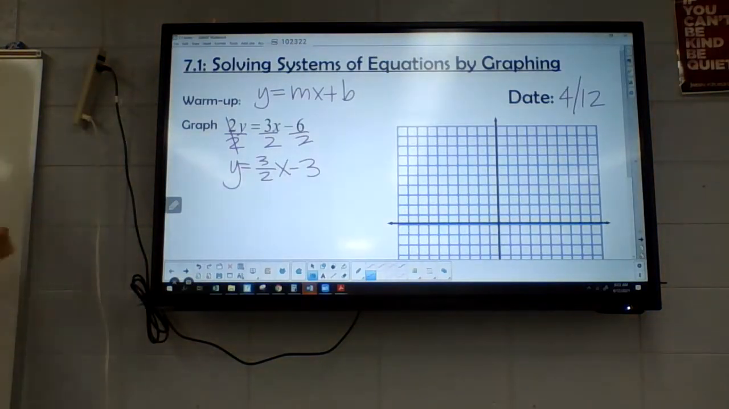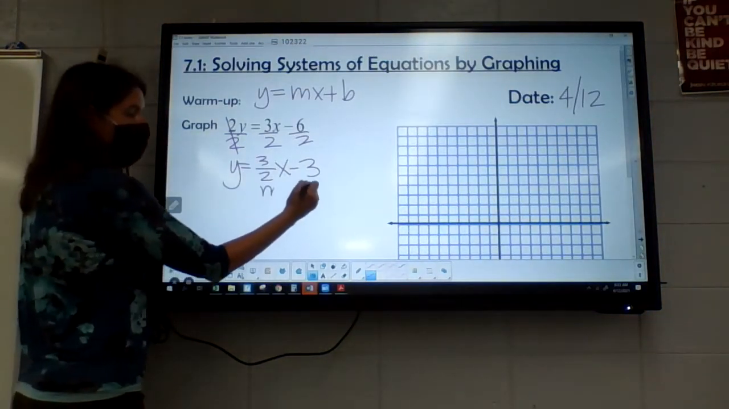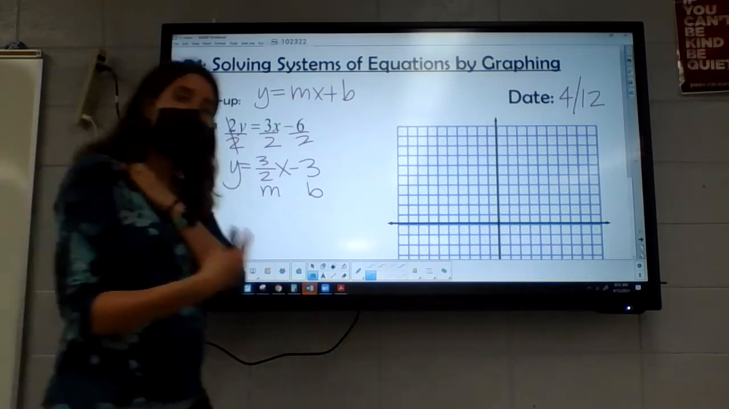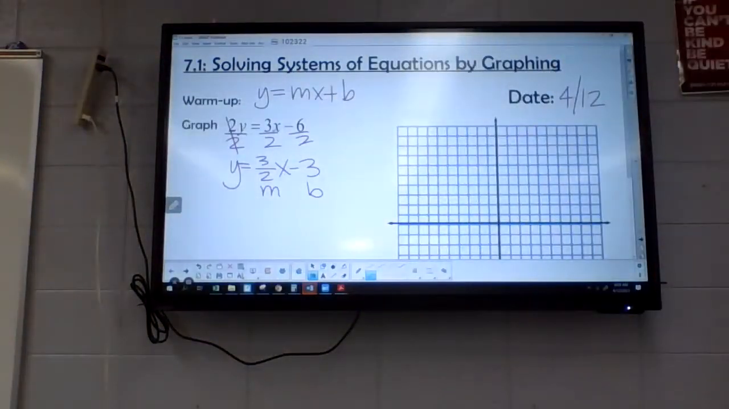Now, the reason I like this is my m, and this is my b. And remember, b is where we begin on the y-axis, and the m is how we move using the slope, which is rise over run. So hopefully this is kind of coming back to you a little bit. It's been a little while.